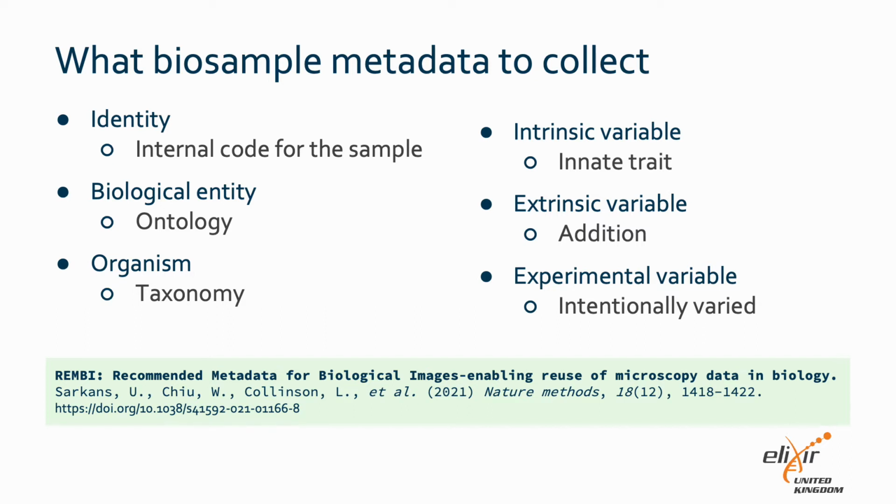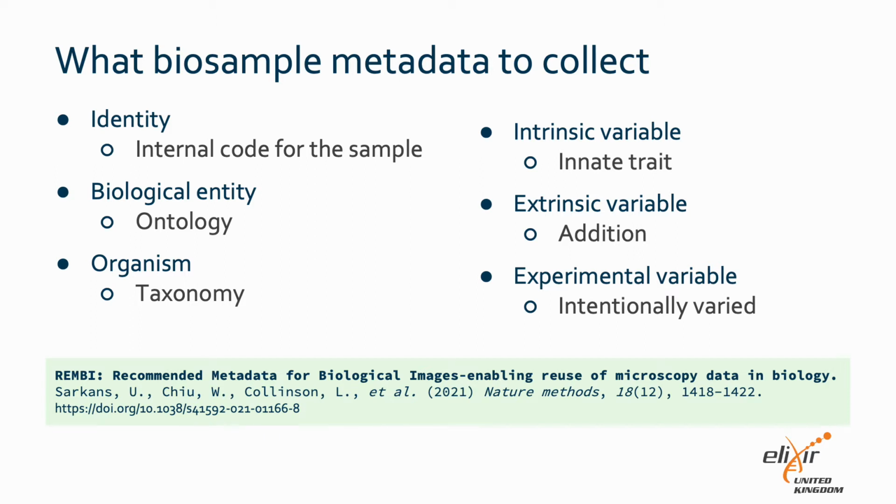This slide shows the fields required to describe the biosample. The first thing you need for the biosample metadata is an identity. This is a code that you assign to each sample you are describing, which will link this metadata to the physical sample. You will need to say what the biological entity is, which should be from a relevant ontology. You should use a taxonomy to name the organism.